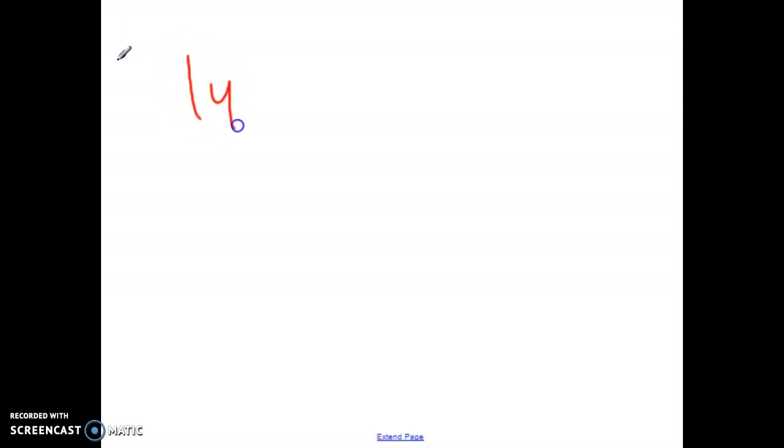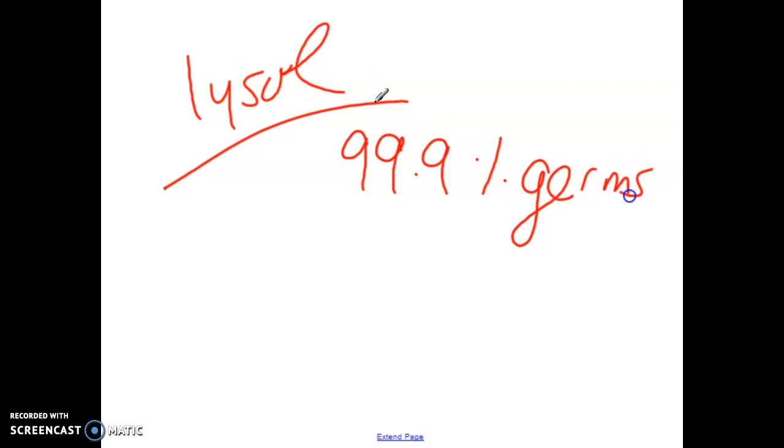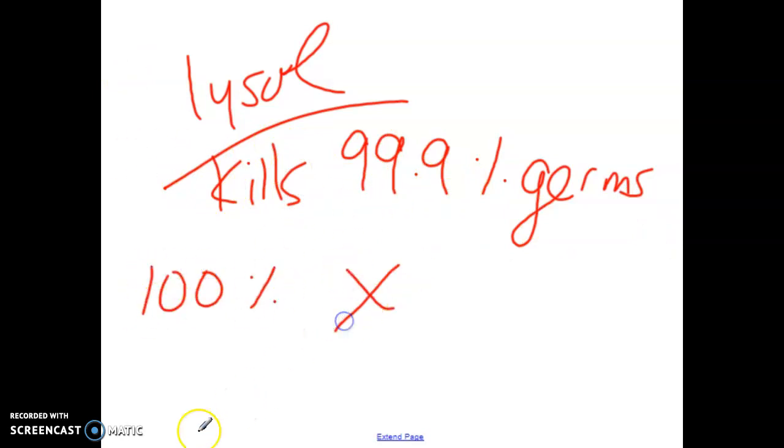You know, on the Lysol, if you're lucky enough to have a Lysol container right now, you know how it says 99.9% of all germs are dead. Kills 99% of all germs. They can never claim 100%. And the reason why is because there are some bacteria and some germs that have developed a resistance to Lysol.